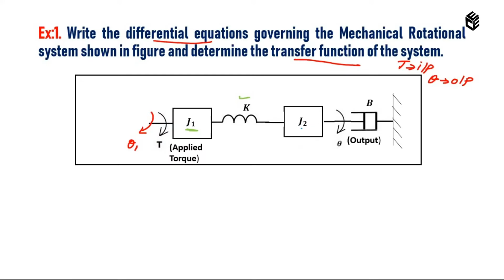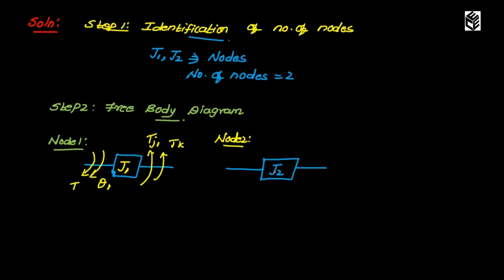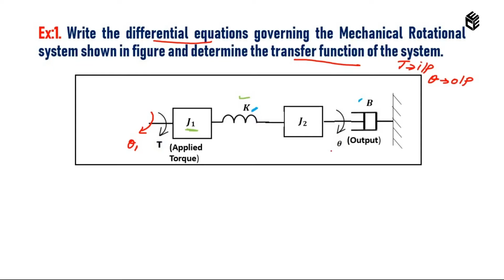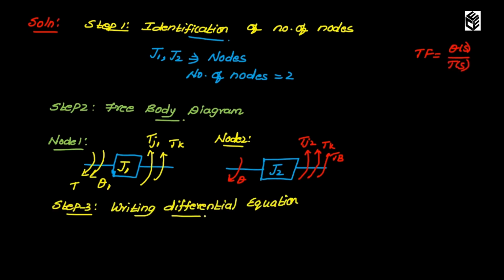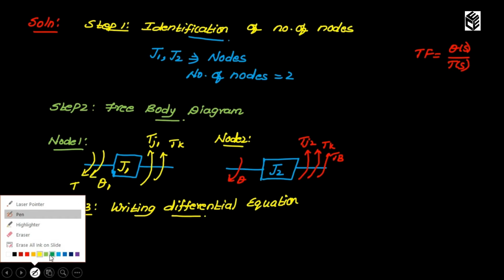Similarly, for node 2, the elements connected are spring K and dashpot B. For node J2, the elements connected are spring and dashpot. So the opposing torques are Tj2 and Tk, and one more is there, dashpot, that is Tb. And it has a displacement theta. So what is our required transfer function? In the diagram itself it is given theta as the output. Therefore, the required transfer function is theta of S divided by T of S. This is our step 3. Our step 3 is writing differential equation.